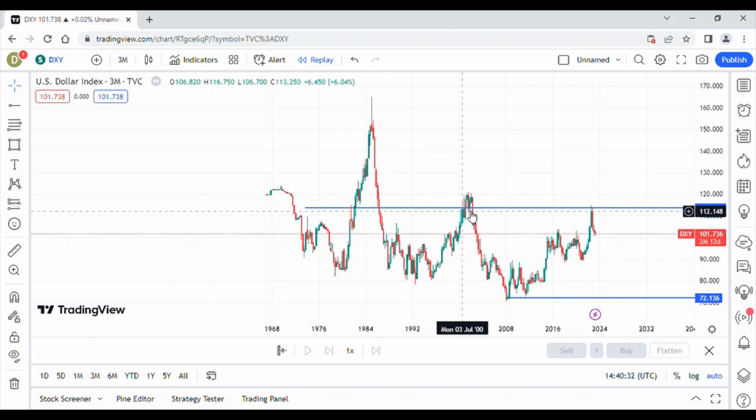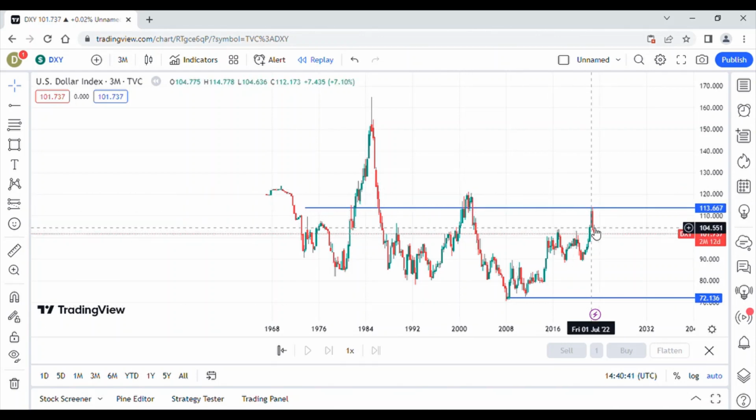Price did bounce off here. You see here, it had a rejection, breakout, rejection, break. You see now it's rejecting again. So now that it rejected here, I expect it to come here.